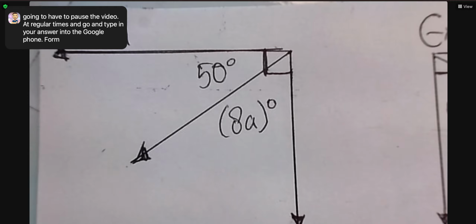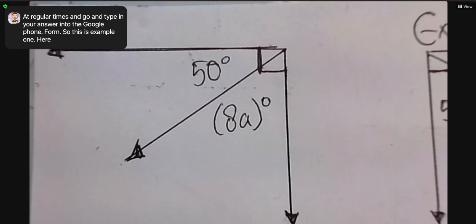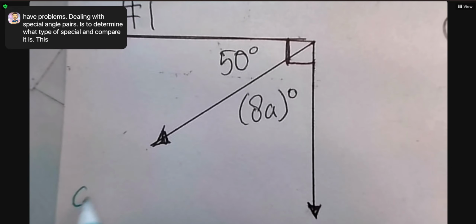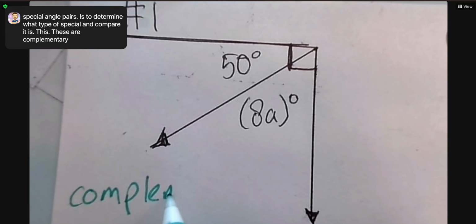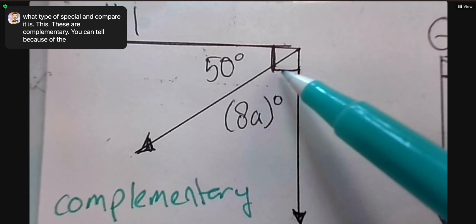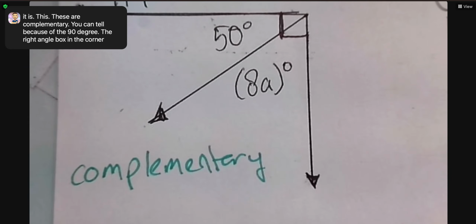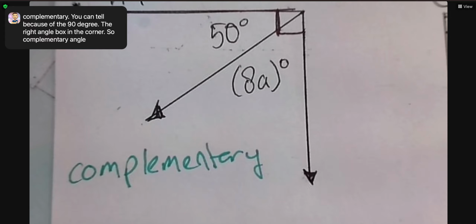There you go. So this is example 1 here. Our first step when we have problems dealing with special angle pairs is to determine what type of special angle pair it is. These are complementary angles. You can tell because of the 90-degree, the right angle box in the corner. So complementary angles add up to 90 degrees.